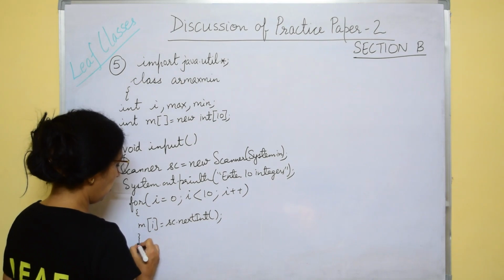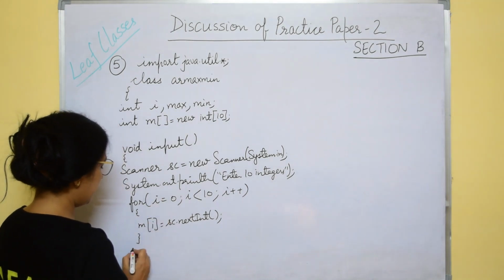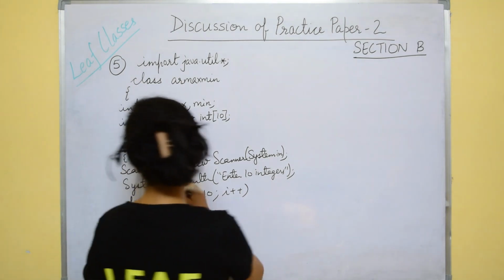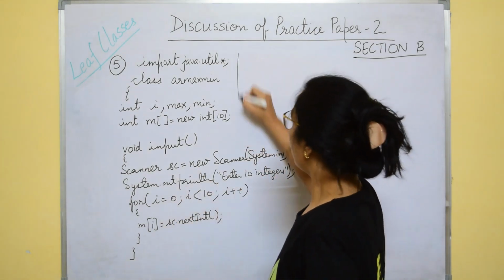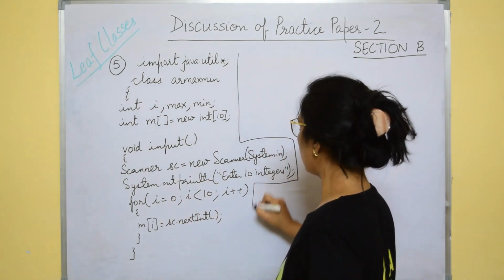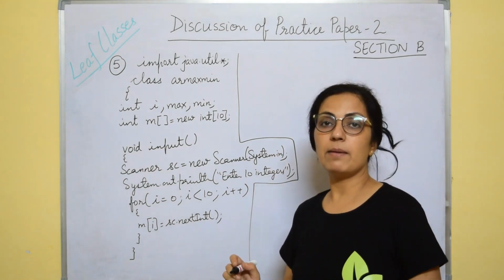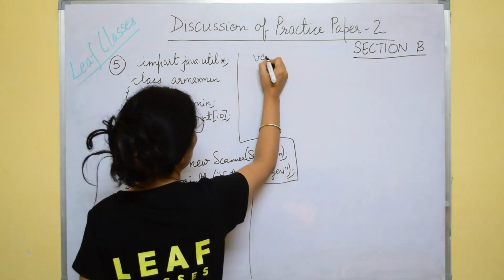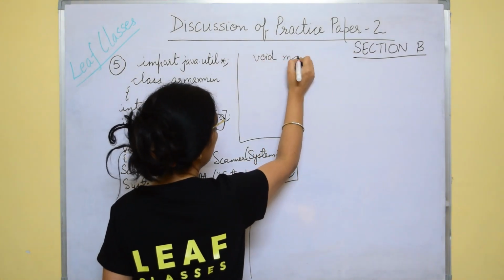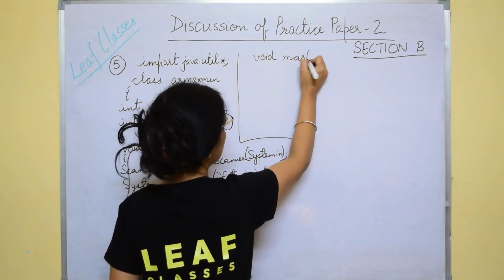So this is how you input the array elements, and then we close void input. This function we close here. The next function is the max function, which calculates the maximum element of the given array, and this function also does not return any value, void max.